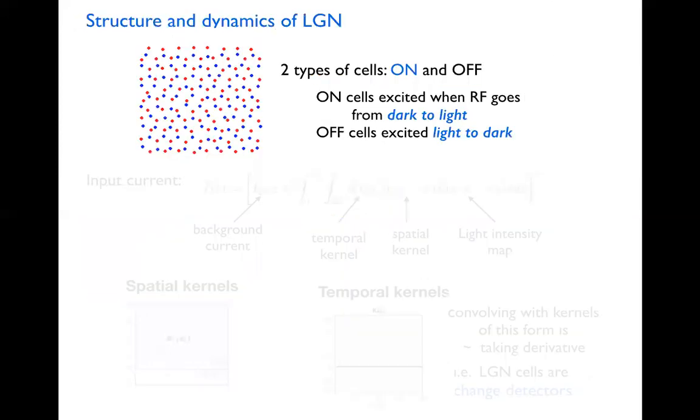Now I'm moving into the model that we have been building. First, a little information on the structure and dynamics of LGN. LGN comes in separate sheets, and this is just one of the sheets. It consists of two types of cells, on and off, and they form two mosaics overlaid on each other. The LGN cells also have very small receptive fields, roughly the same size as the V1 cells. When the receptive field goes from dark to light, the on cells get excited. So on means dark to light, off means light to dark.